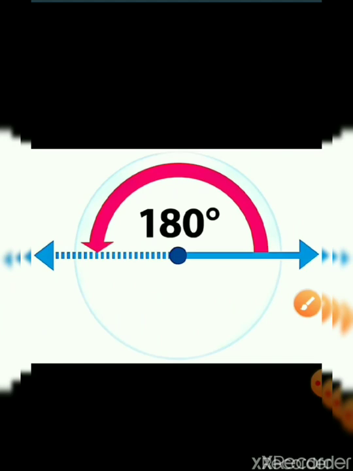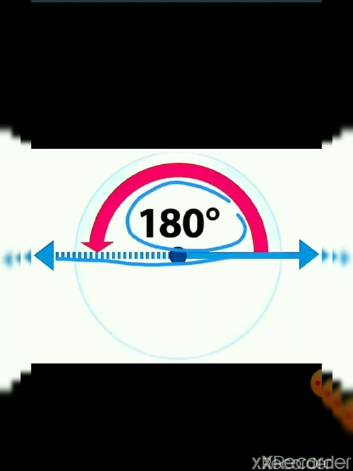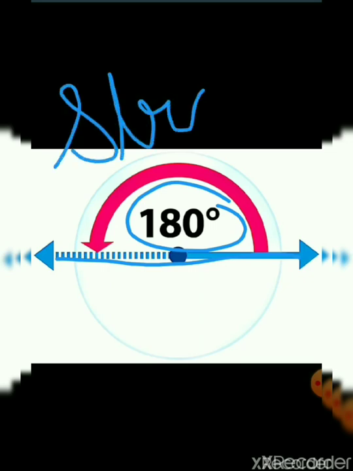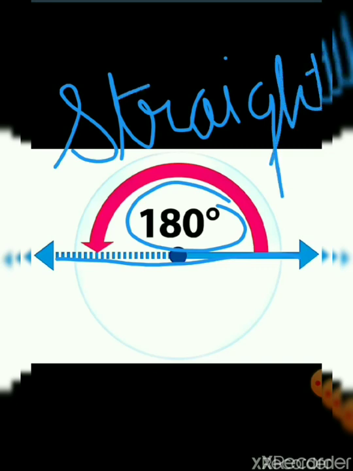Now this angle, it's a straight angle. Can you see this straight line? So this angle is a straight angle as its measure is 180 degrees. So you can say any angle whose measure is 180 degrees is called a straight angle.